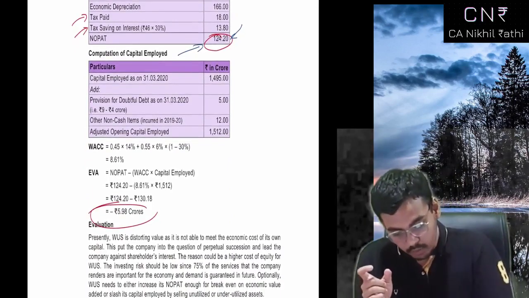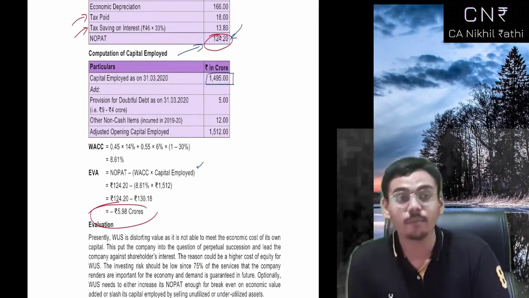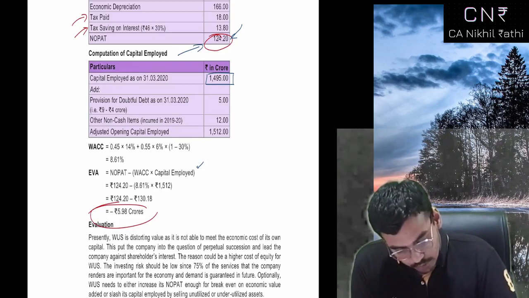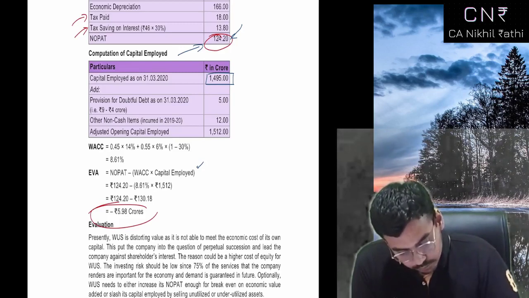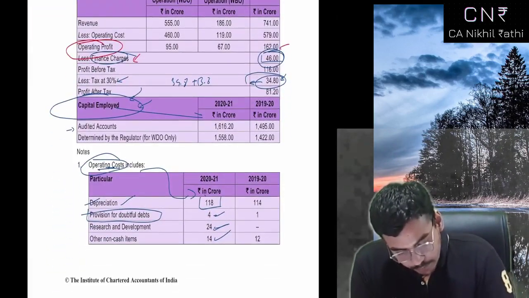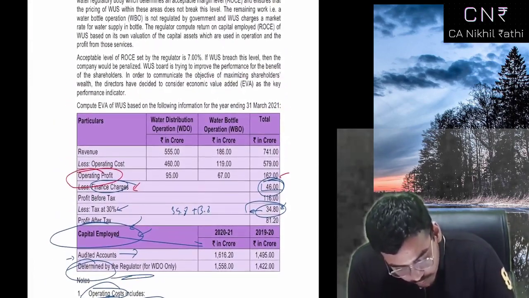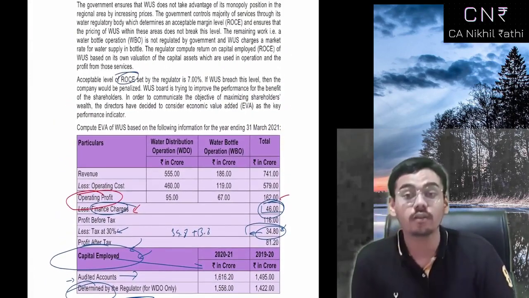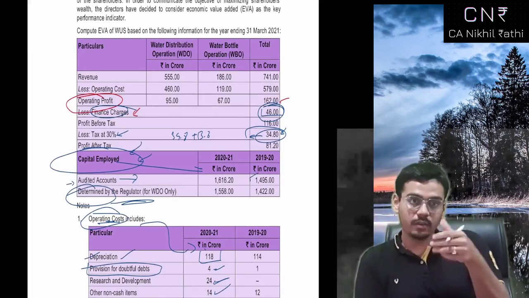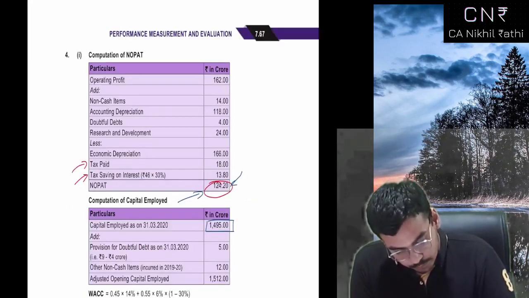In this, after NOPAT, you have to calculate the capital employed. Now for capital employed, you will take the capital employed of last year. For example, in this question, what was the capital employed? Capital employed, audited accounts. You will take off audited accounts because this is the regulator. You have to see for ROCE, return on capital employed. So you will take capital employed last year plus this year's capital expenditures. Now what are this year's capital expenditure?